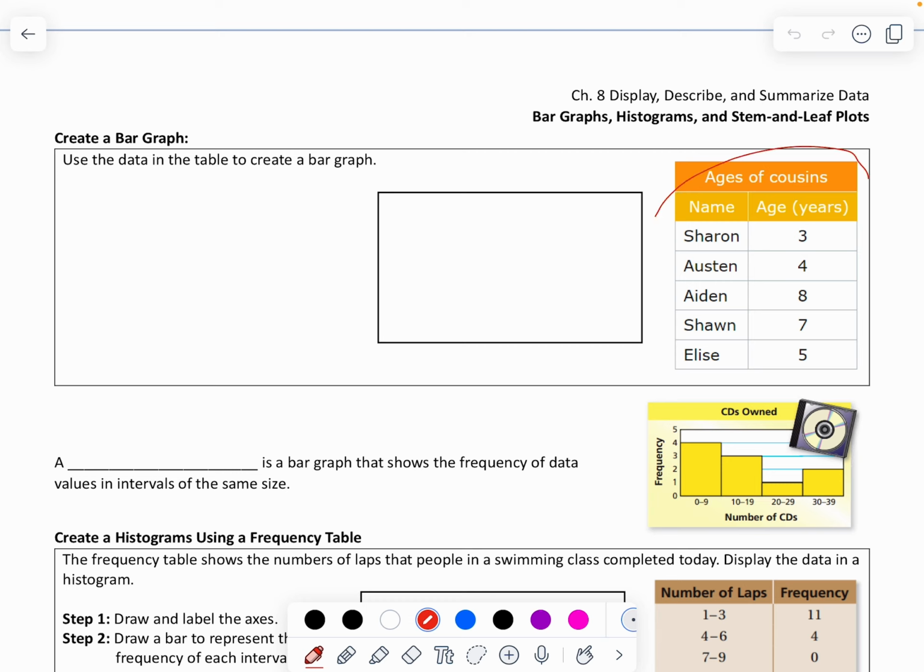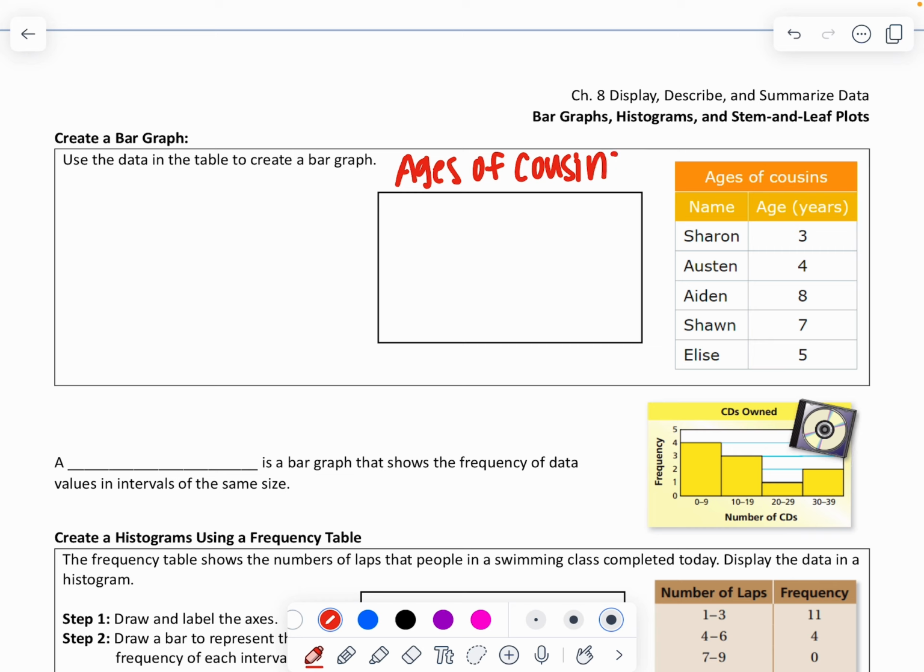So in our table over here, it says ages of cousins, so that's going to be the title of our graph. So we're going to put ages of cousins at the top, okay? Because every graph should have a title and then labels, and then the names of the cousins are going to go at the bottom. So I'd put names there, and then age or ages over on the left, okay?